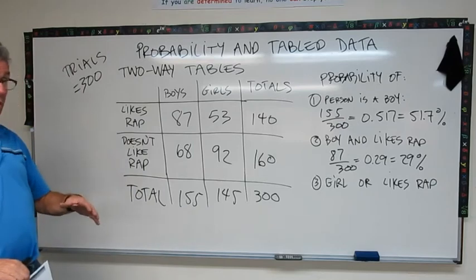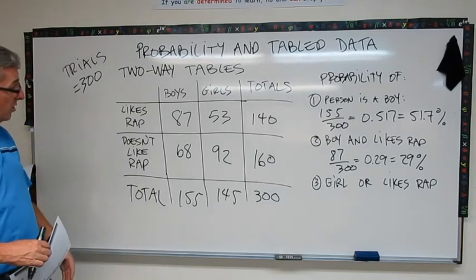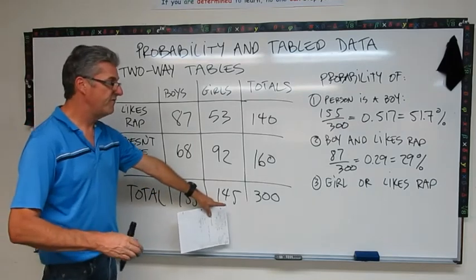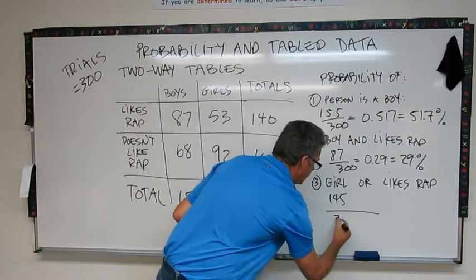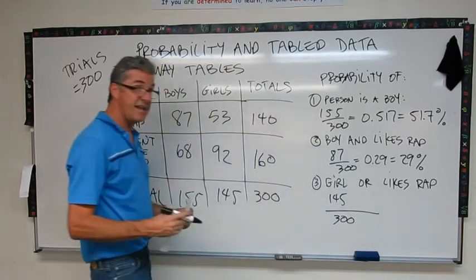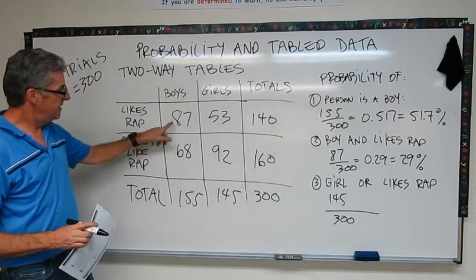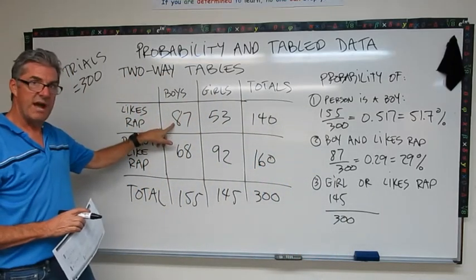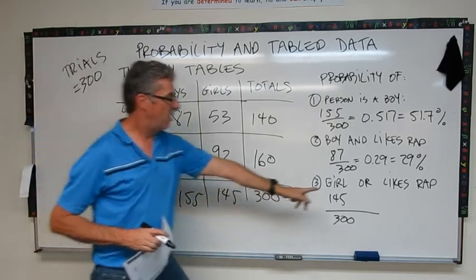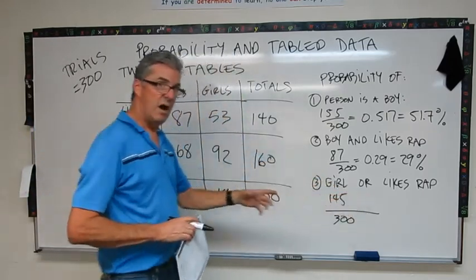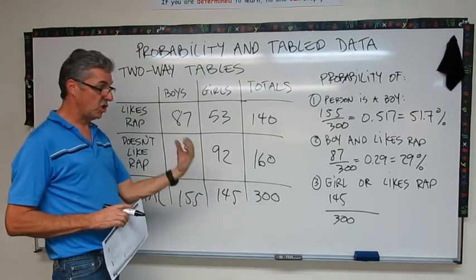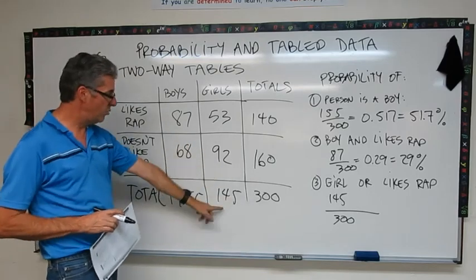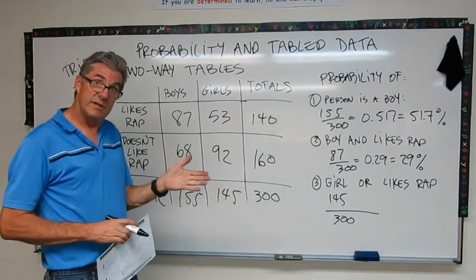And the last one, this is the more complicated one. Girl or likes rap. So girls, we have 145 of them. We know this is going to be over 300, but we need to add a little more to it because these boys also like rap. And the key here is the or. So our question includes all the girls. What's the probability that they're a girl? So that includes all those girls. That's the 145. Or likes rap.